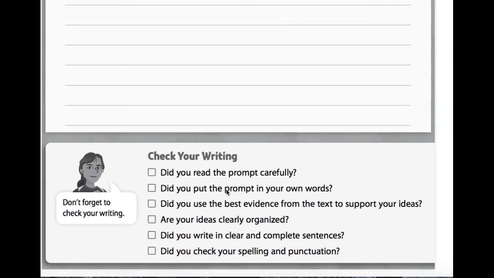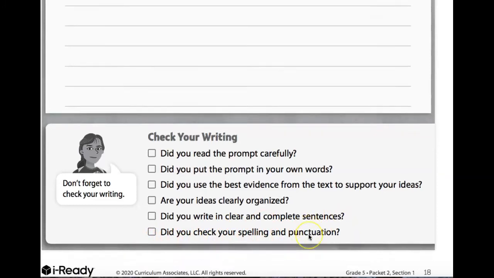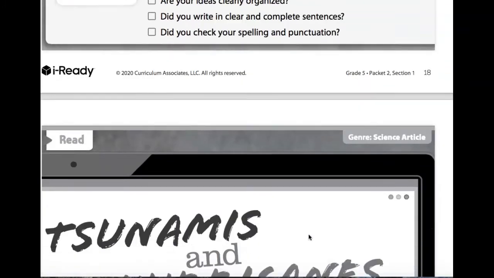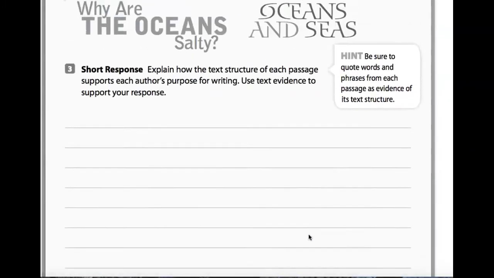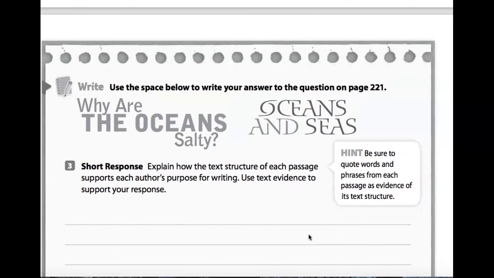We did talk about this yesterday too. Did you use the best evidence from the text to support your ideas? Are your ideas clearly organized? Did you write in clear and complete sentences? Did you check your spelling and punctuation? Okay? All right, that is your lesson, your writing lesson for today, to go along with the reading also that you have. All right, guys, good luck with that.